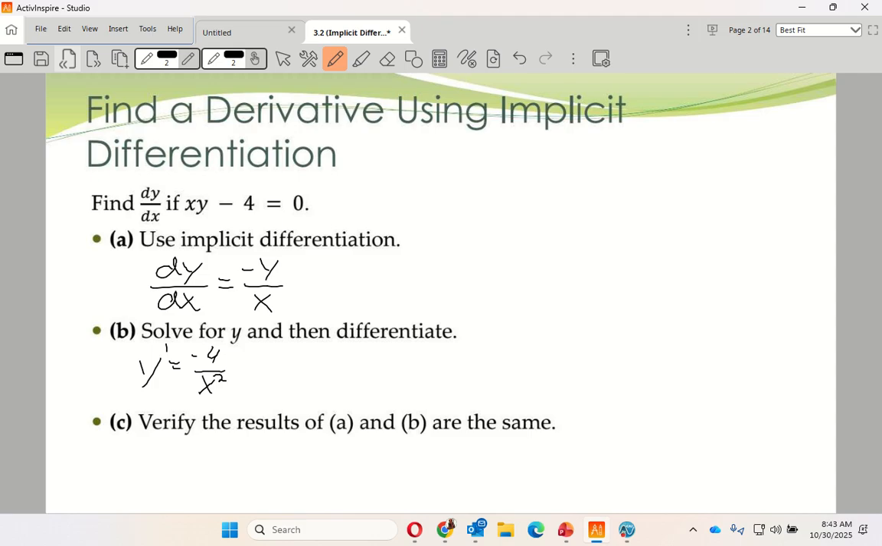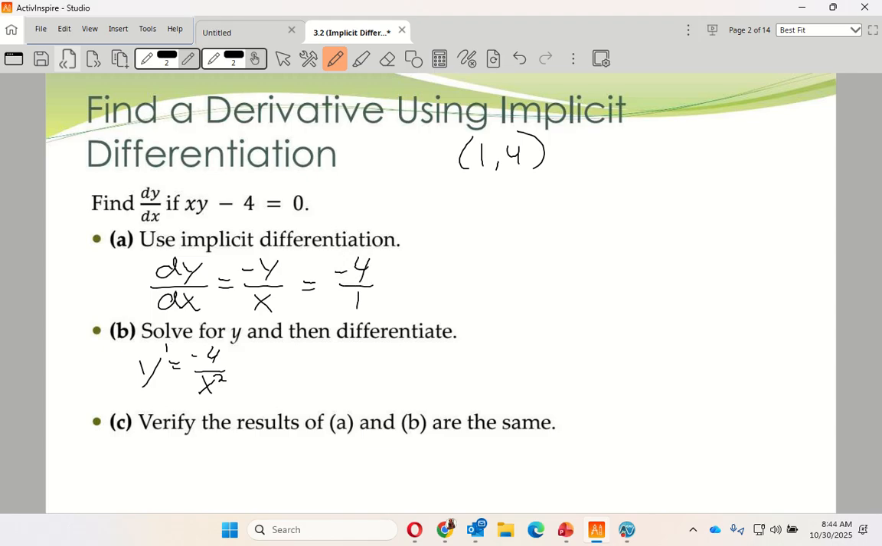Now, didn't we already use a coordinate? What was that coordinate that I chose? 1 comma 4, right? So coordinate at 1 comma 4 over here, as I plug that in, I got a slope of negative 4 over 1, right?